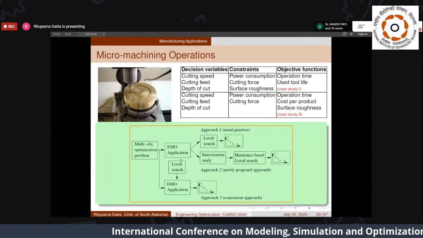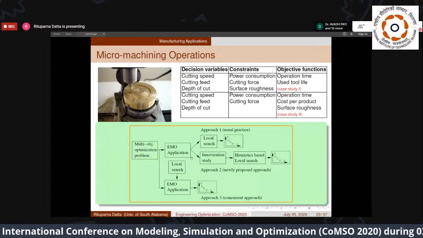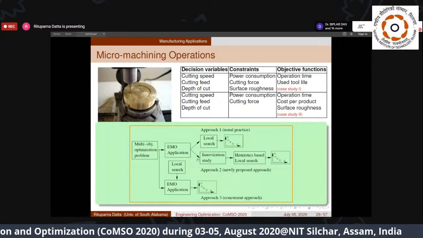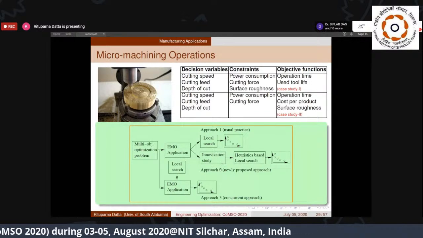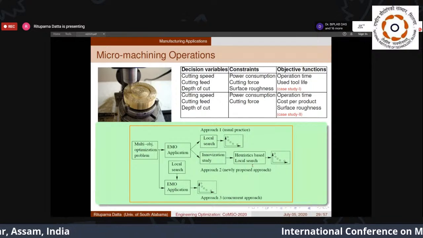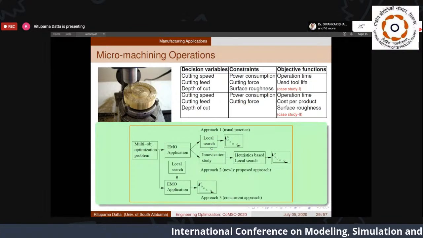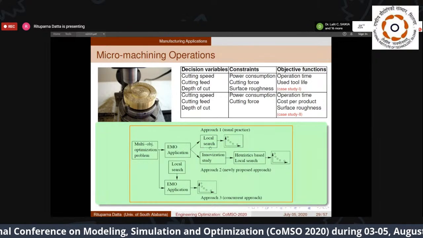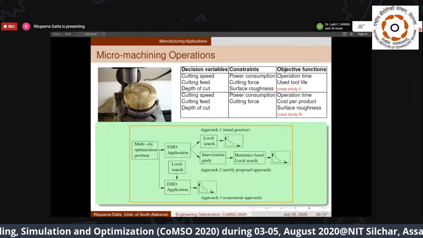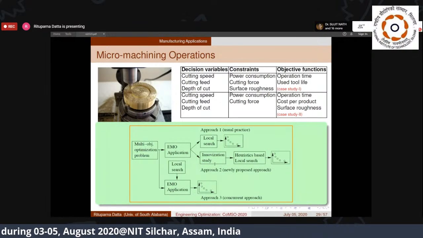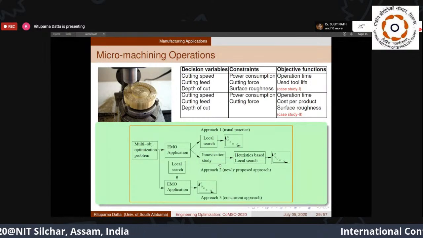And here what we did, after having the solutions, we try to find the relationship between design variables and the objective functions. We call it an innovization study. Innovization means innovation through optimization. And then we use the local search. So the usual approach is, after having the solutions from multi-objective optimization, just do the local search. But here what we have done, first we have understood the relationship and then we have done the local search.